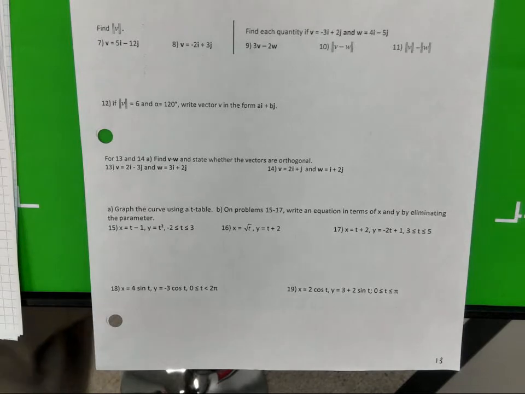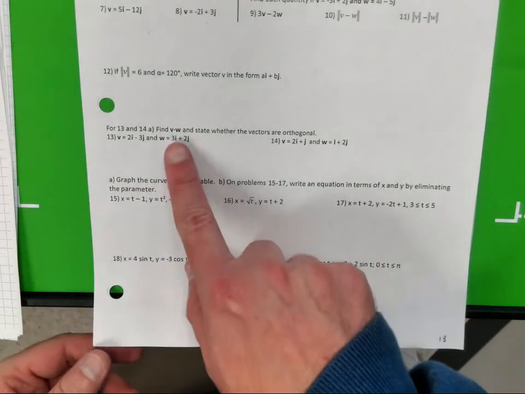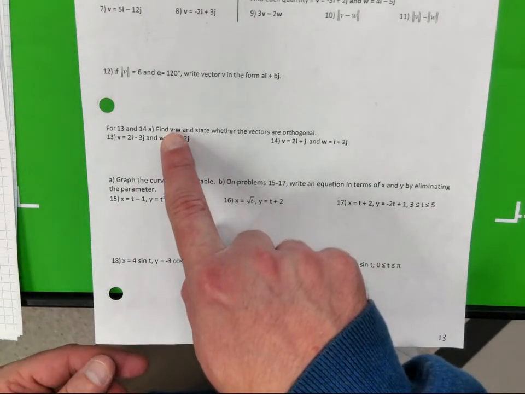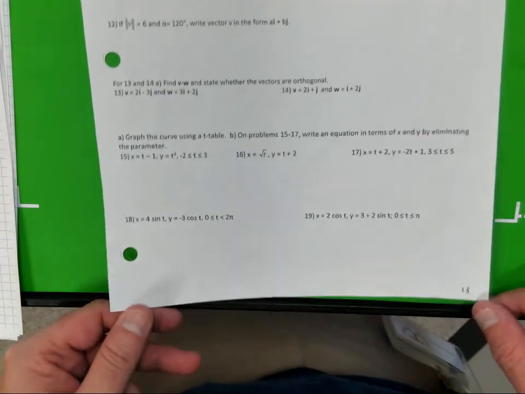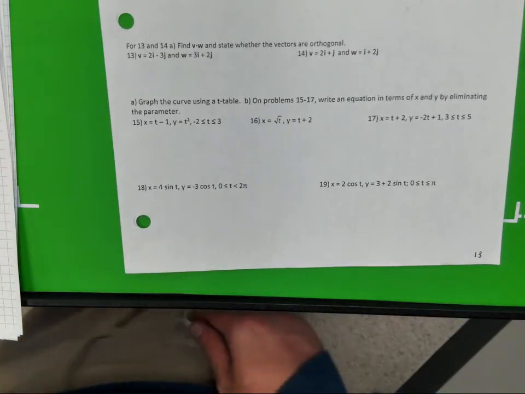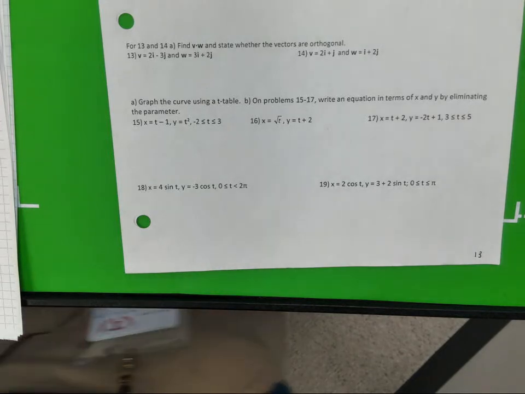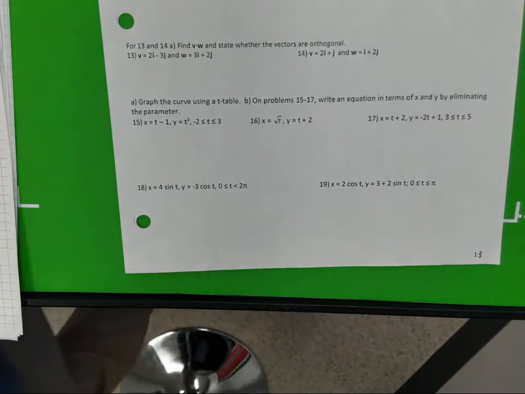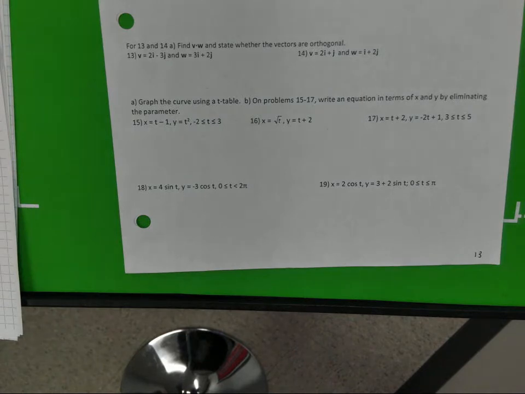All right, number 13, 14 says find the, what does that mean? The what product? Dot product. Find the dot product of v and w and state whether the vectors are orthogonal. How would I find the dot product on number 13, Connor? 2 times? 3 plus negative 3 times? 2. Very good. Does everybody understand that? So that would be equal to what? 0. Are they orthogonal? Yes. Orthogonal means they are what? Perpendicular. Very good.